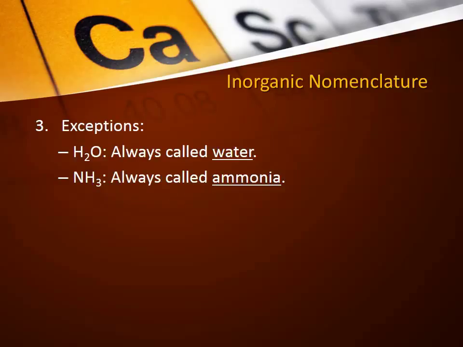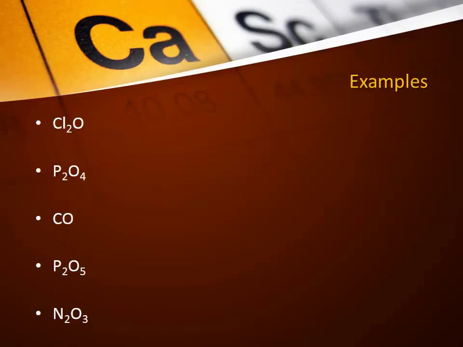So, 2 exceptions. H2O is not dihydrogen monoxide. It's called water. And NH3 is not nitrogen trihydride. It's ammonia. So, up here, we have 2 chlorine, 1 oxygen, dichlorine monoxide. Diphosphorus tetraoxide.